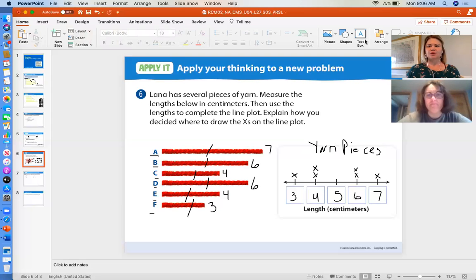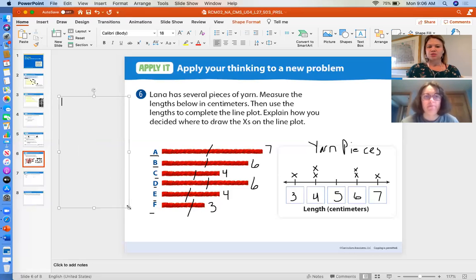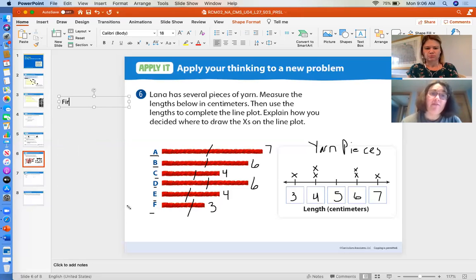All right, I'm going to put it over here in this space. So how did we decide where to put the X's on the line plot? Well, first, we looked at the littlest number and found how many of the littlest number there were, and put an X.